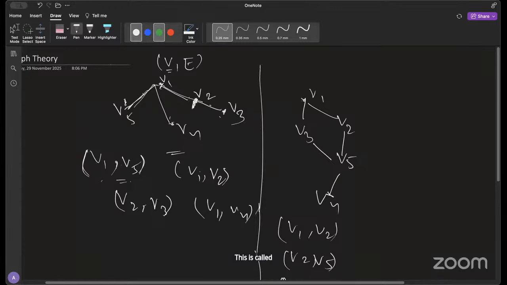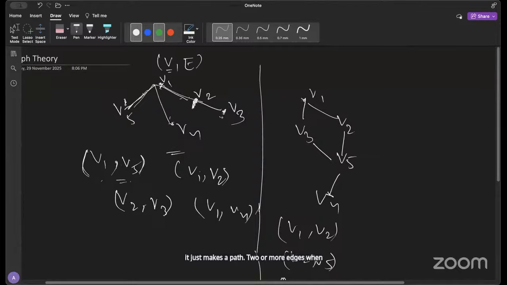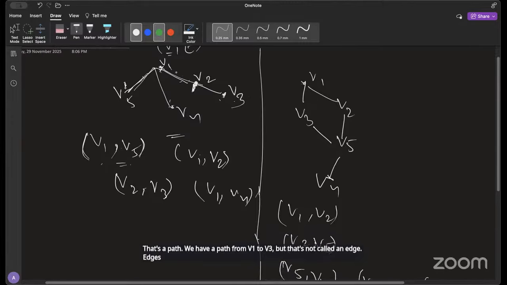This is called a path. We'll come to that later. Path means when you can reach from V1 to V3. So joining two edges makes a path. Two or more edges when joined together form a path. That's a path. We have a path from V1 to V3, but that's not called an edge. Edges are direct ones. From V1 to V2, that's an edge. V1 to V3, it's not an edge. Is that okay? Okay, ma'am, understood.